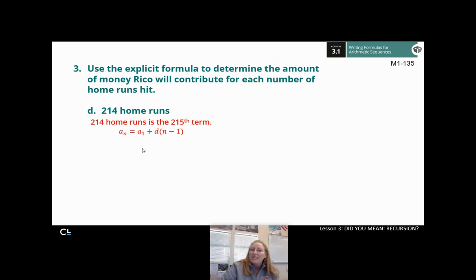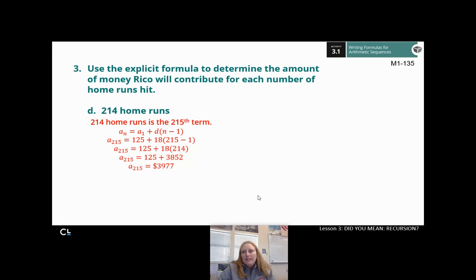For A sub 1, I'm going to substitute 125. And for D, I'm substituting 18. Subtract, and I get 214. Multiply to give me 3,852. Plus 125 gives me $3,977.